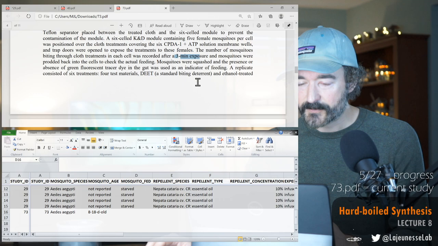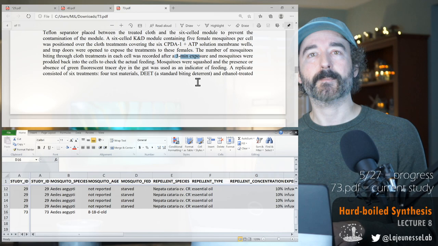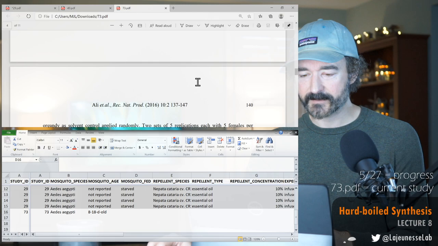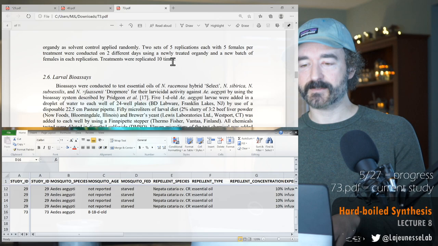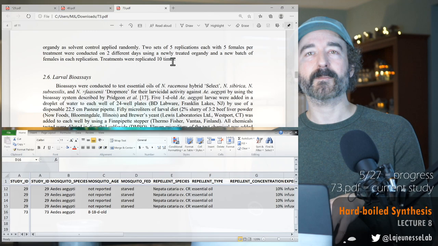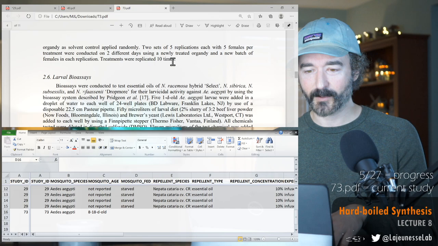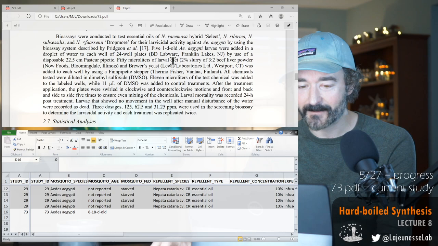So this is not landing rate data. This is like feeding, number of feeding attempts. Two sets of 5 replications each with 5 females per treatment conducted on 2 different days. Treatments were replicated. I really dislike this type of description of samples, right? Instead of just saying the number per sample, you have to do the math in your own head to figure out what the number of replicates were. Two sets of 5 replications with 5 females per treatment were conducted on 2 different days, and then the treatments were replicated 10 times. I don't know what the sample size is, the actual mean, the value at the end of the experiment.